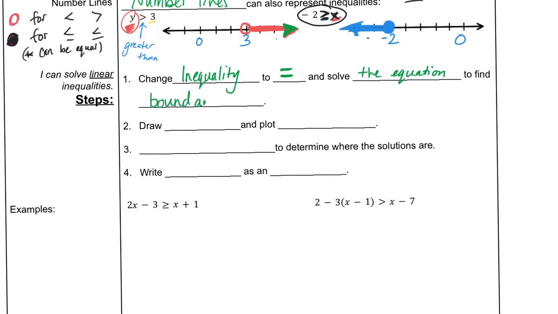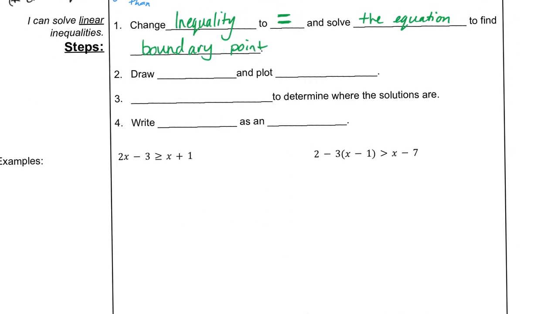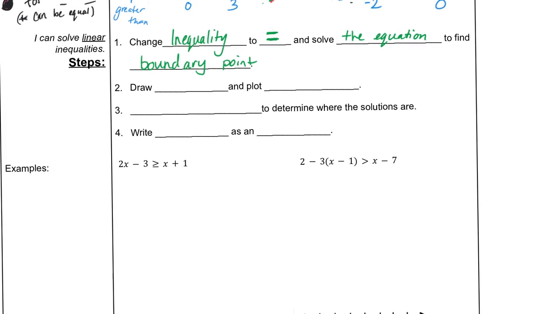Just like we were graphing the boundary point earlier, we're going to do that again here. So let's start with doing that. That first step is mostly review. You're going to solve the equation. What that means is I'm going to change this to 2x minus 3 equals x plus 1. And I'm going to solve.